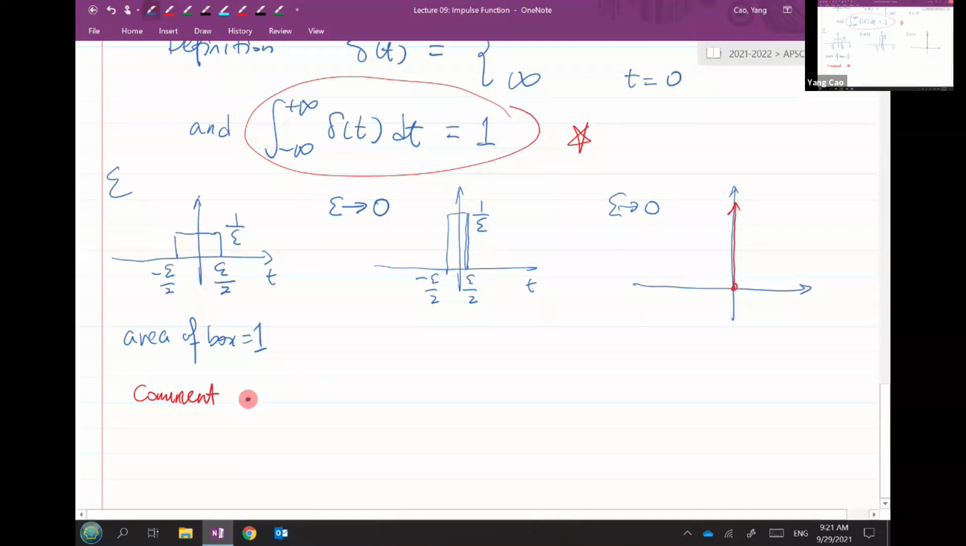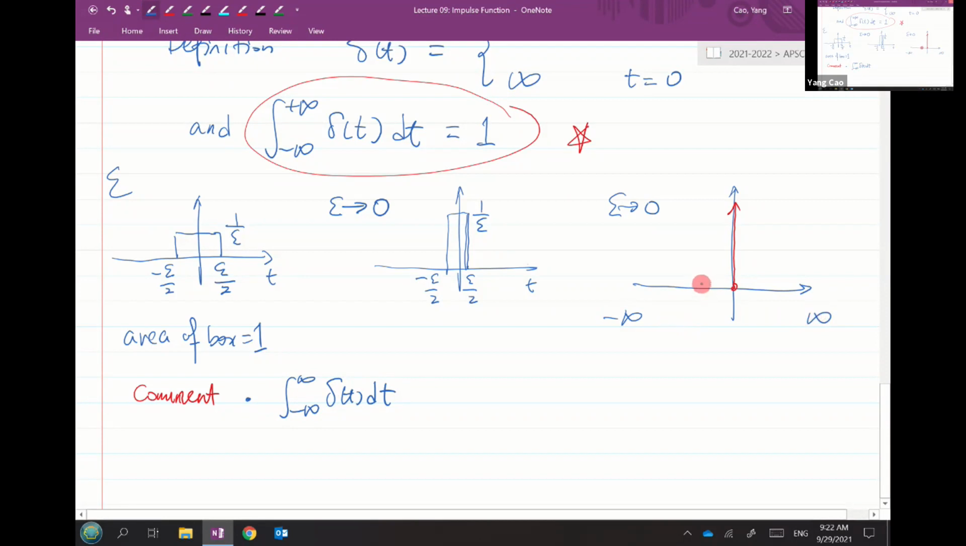So first comment, let's get back to this idea: when you integrate this impulse function from negative infinite to positive infinite, you get a 1. But technically speaking, if you think about it, this is negative infinite, this is positive infinite. Do I have to integrate from negative infinite to positive infinite?